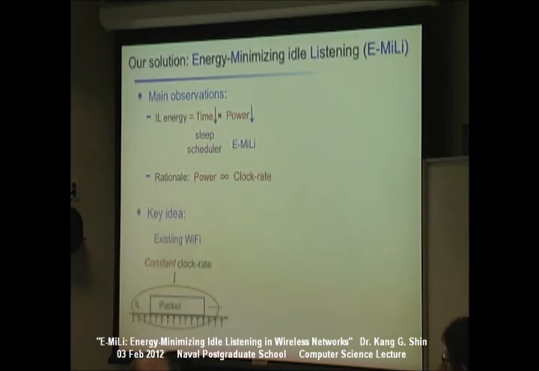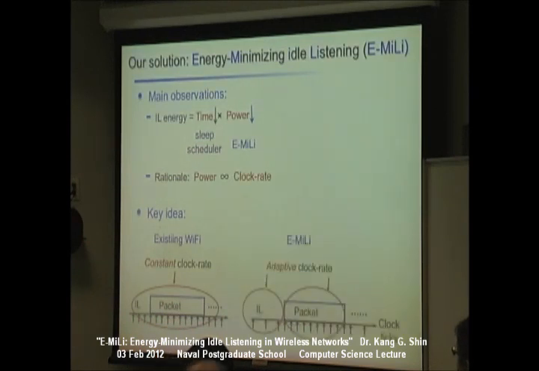So key idea, what we have in this technique is that the existing solution uses a constant clock rate, whether you're in idle listening mode or receiving or sending packets, as you can see. But in this E-MiLi's case, we want to slow down the clock in idle listening mode, but we're gonna run our circuit at full operating frequency for reception and transmission of packets. Since, as I showed you earlier, your Wi-Fi device will spend most of the time in idle listening mode, you will be able to save power significantly. That's the key idea.